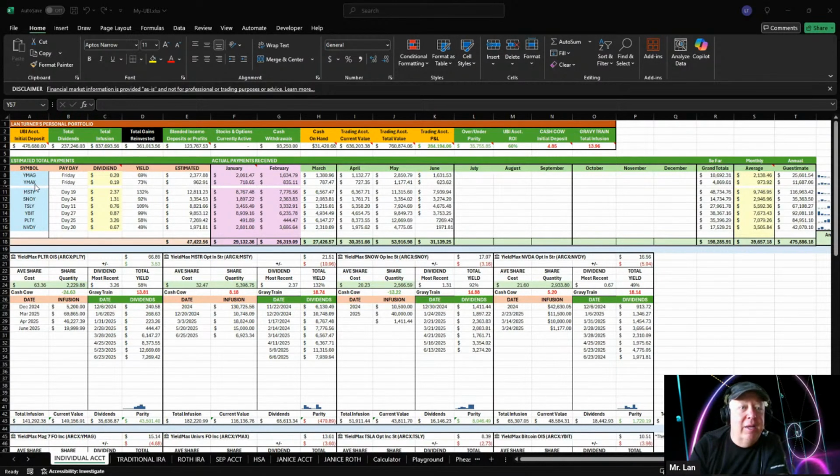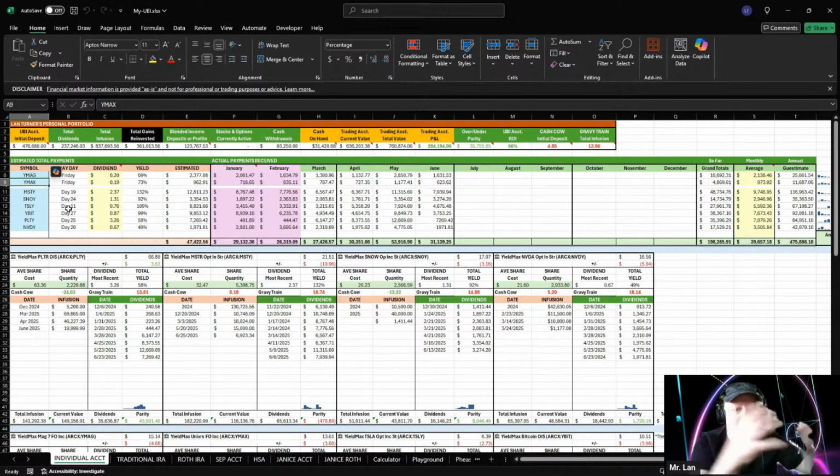But you can see I have YMAG, which is the one we talked about earlier, the Magnificent Seven. And then YMAX has one of their own. Like I said, they take a bundle of a bunch of their own individual ETFs, and they bundle it into one, and that's called YMAX. And you can see the yield on YMAG is 69%. The yield on YMAX is a little bit more.